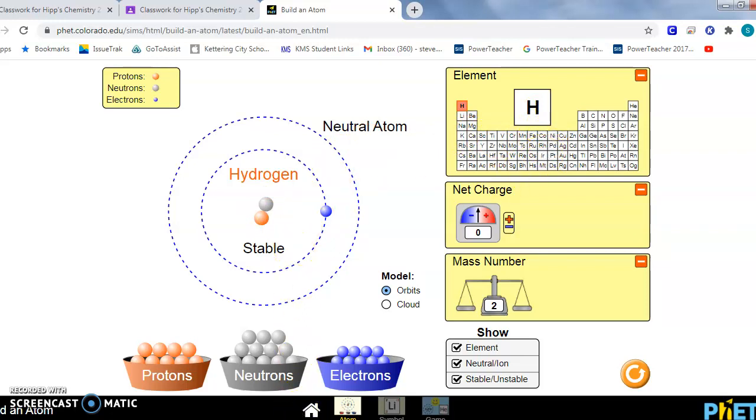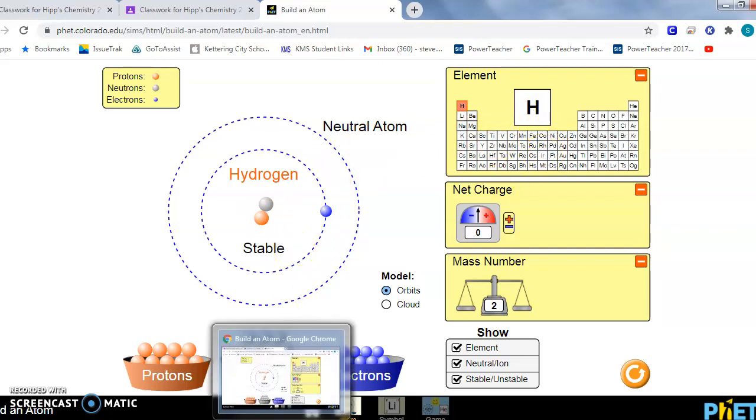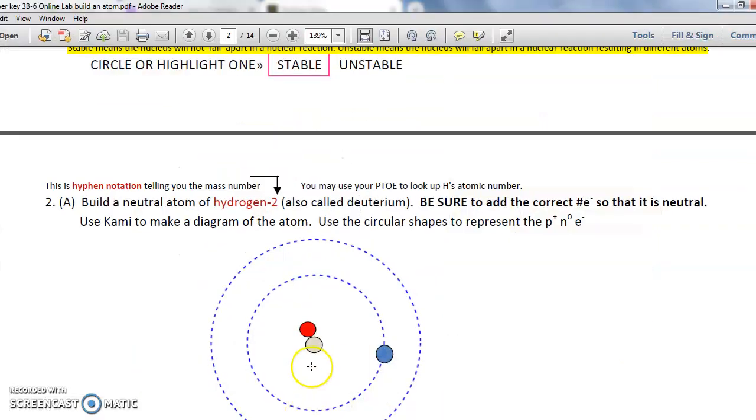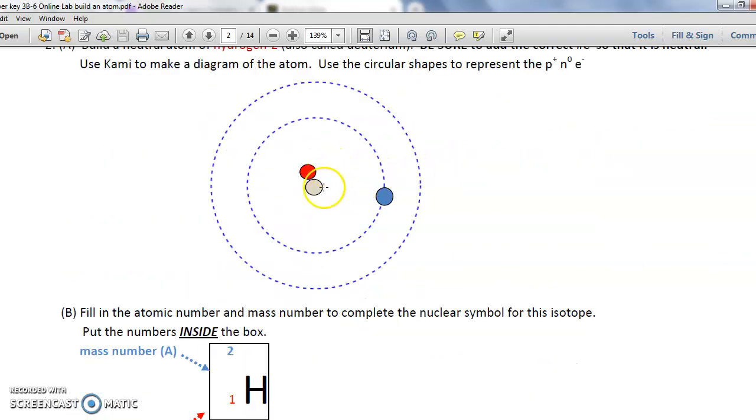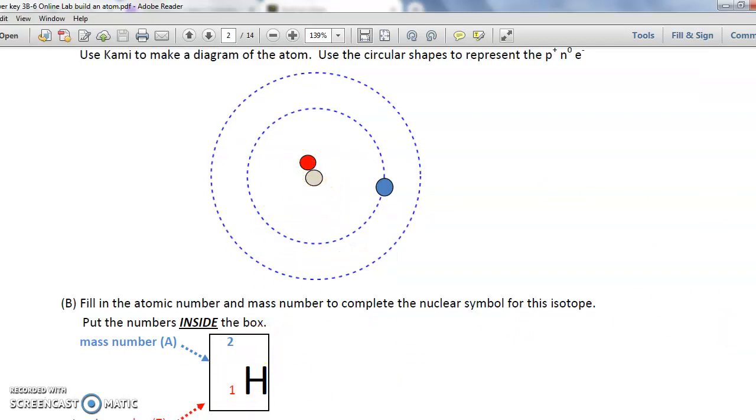So here is deuterium. Let's take a look and see what it looks like. 1 proton, 1 neutron. That's 2 total particles in the nucleus. That means the mass number is 2. I have 2 nucleons in the nucleus. The protons and neutrons are called nucleons. Any particle in the nucleus is a nucleon. And there is my 1 electron balancing out the proton. So my mass number is 2 particles. Of the 2 particles in the nucleus, 1 of them is a proton. The proton's red, so I colored my atomic number down here red.